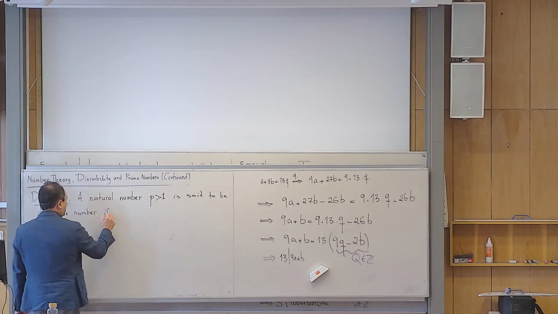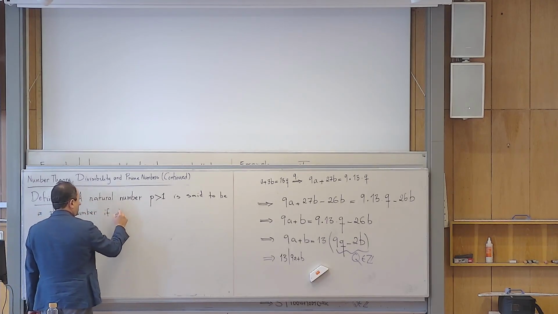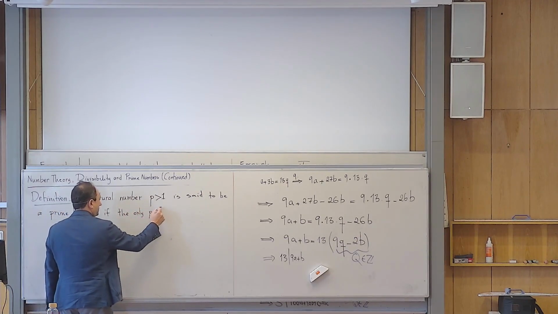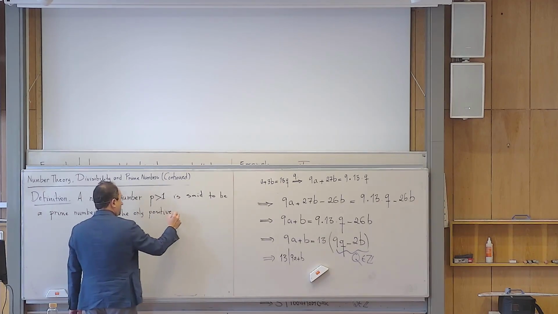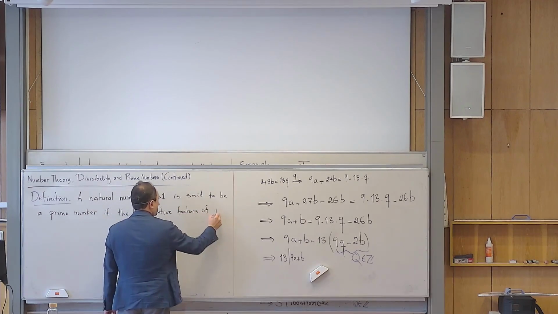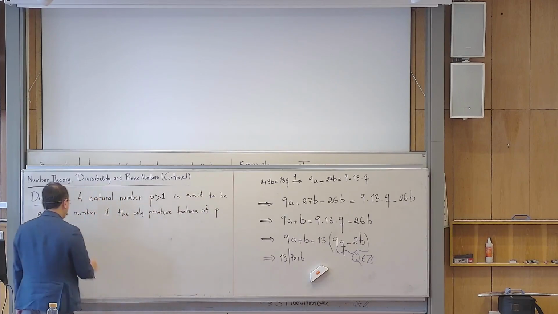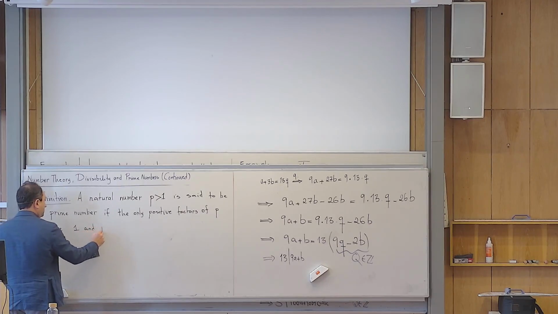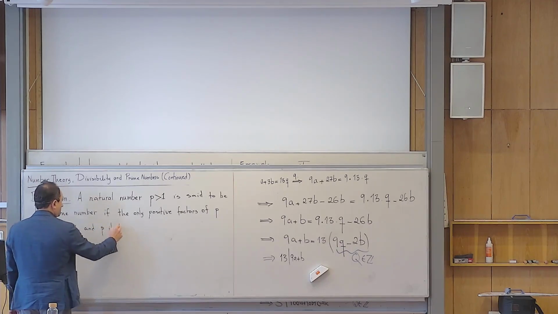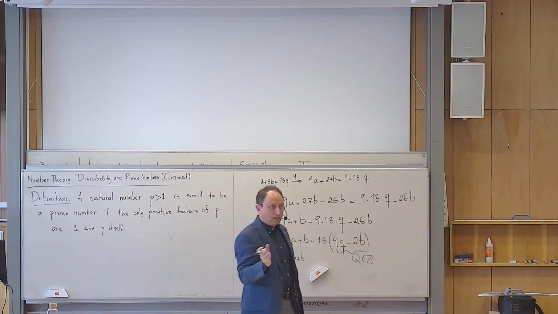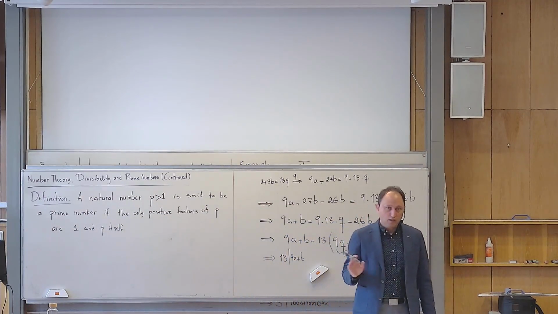if the only positive factors of p are 1 and p itself, or an equivalent sentence. So in simple form, it means that p is divisible only by 1 and by itself.